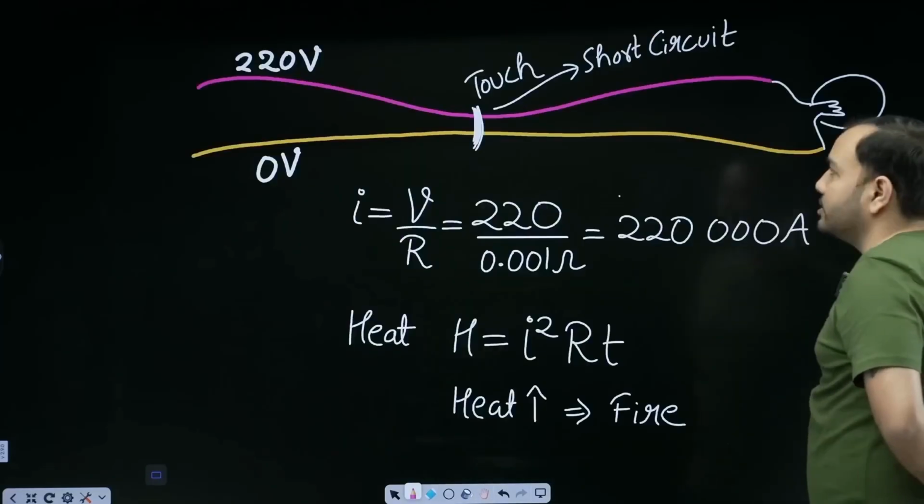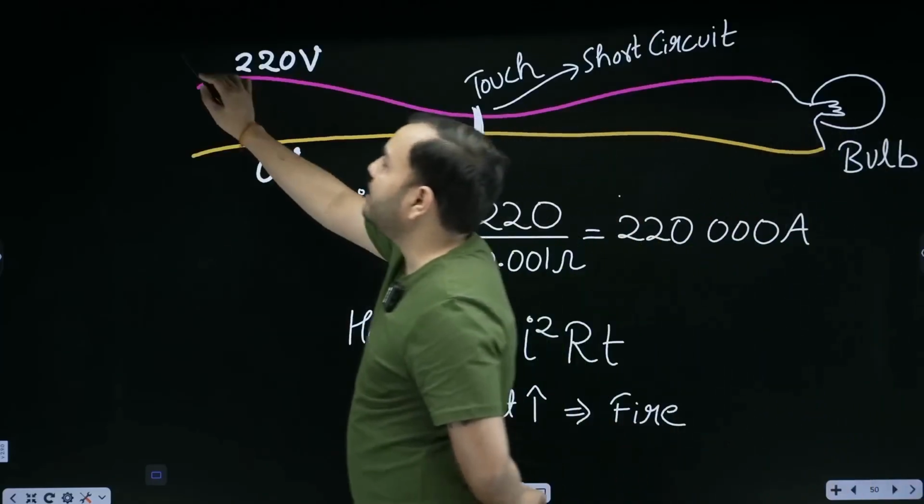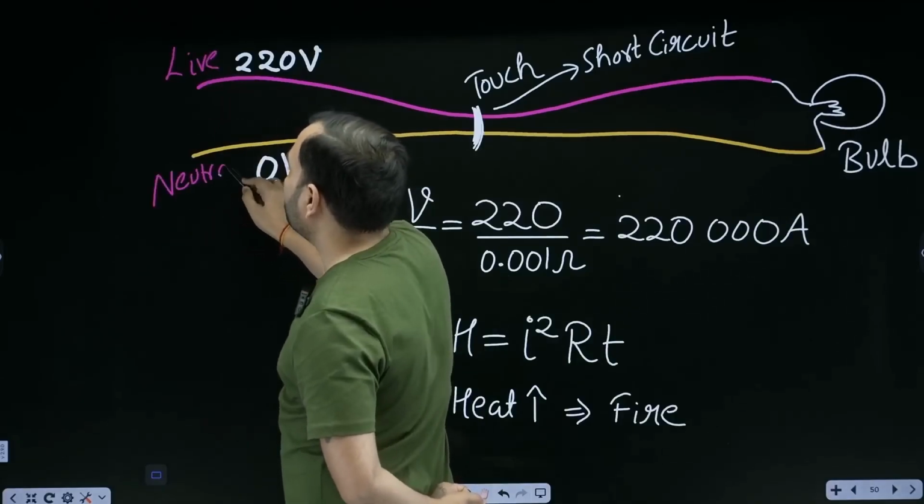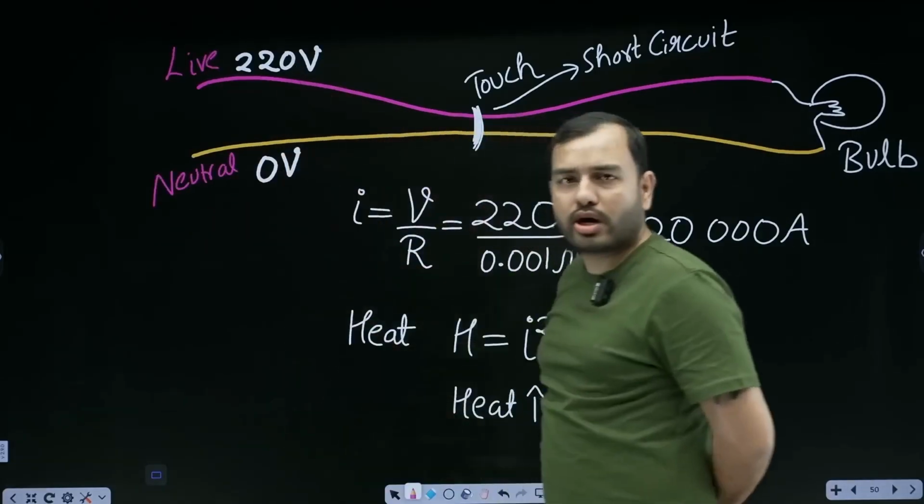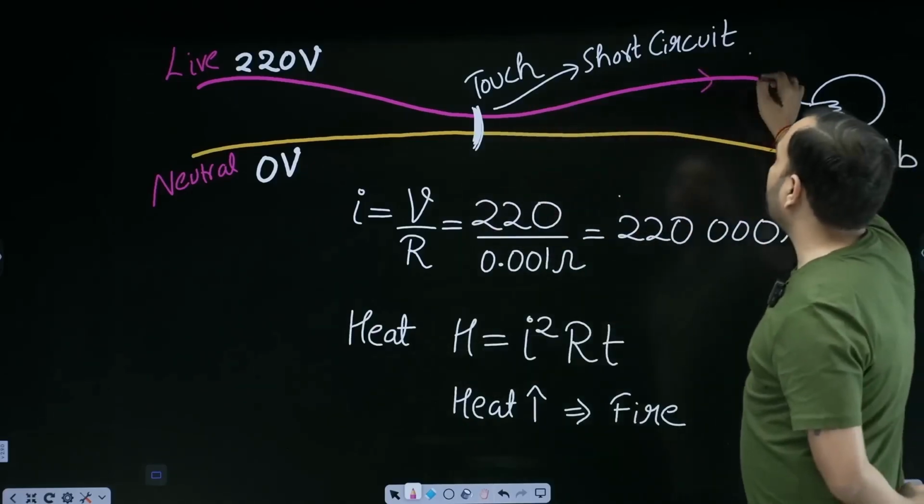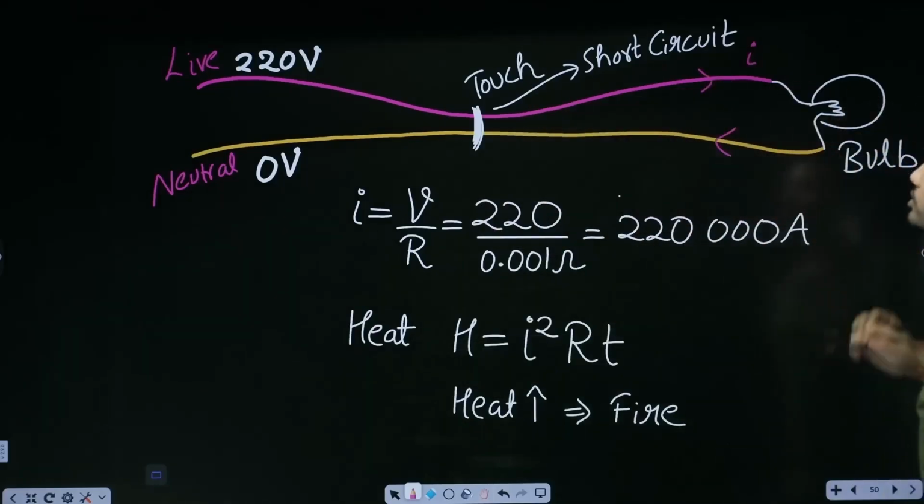Short circuit means small circuit. Suppose there is a live wire coming into the house and from somewhere a neutral wire is coming. How much potential on live? 220 and 0 on neutral. There are two wires. A bulb is connected to these two wires. The current has to go like this and return like this, passing through the bulb.